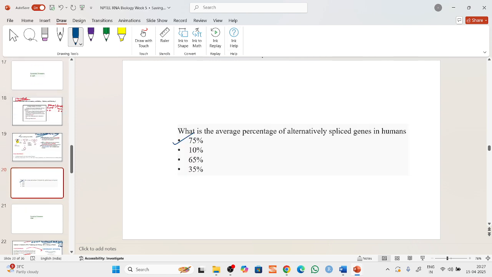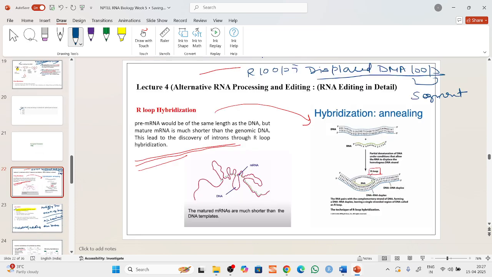Then we have studied R-loop hybridization. What is the concept of R-loop hybridization? The length of the mature mRNA is much shorter than that of the DNA. That is the concept of R-loop hybridization. And the R-loop is basically the displaced DNA fragment. That is your R-loop.